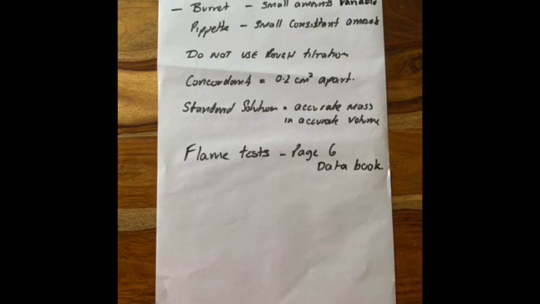Final bit, this is chemical analysis. There are certain things you need to be able to remember. What a burette is, what a pipette is, how to do a titration, that you don't use the rough titre, what concordant means, what a standard solution actually is. And the flame test data on page 6 of your data book, as well as other such material, such as the solution data, page whatever.